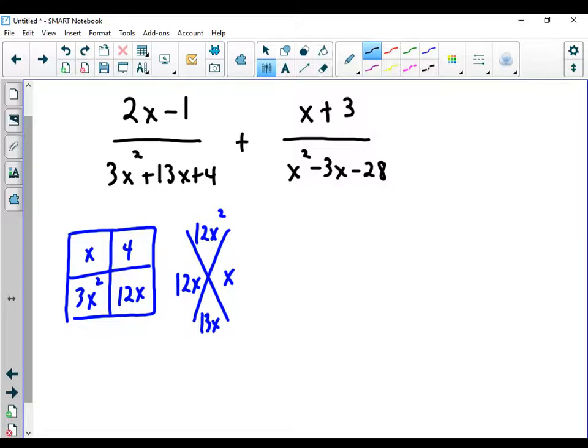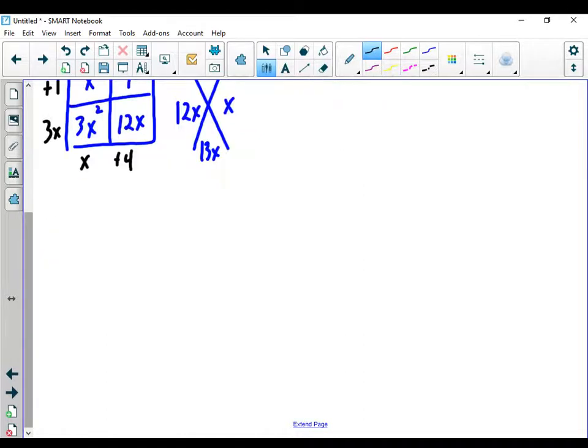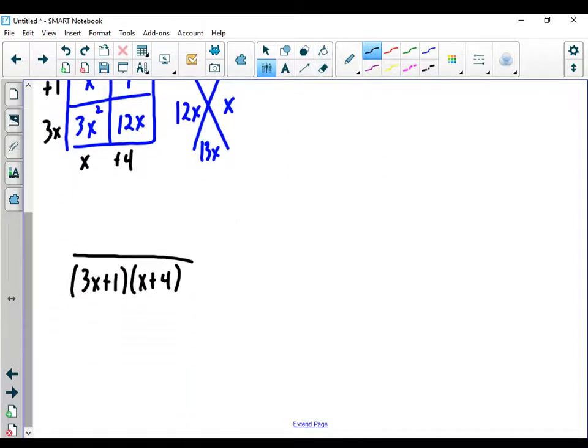Well, 3x squared and 12x have a 3x in common. 3x times x gives me 3x squared. 3x times 4 gives me 12x. x times 1 gives me x. So that first fraction, we can actually rewrite the denominator as (3x plus 1) times (x plus 4). So I'm going to rewrite down here (3x plus 1)(x plus 4), and we already knew the numerator was 2x minus 1.